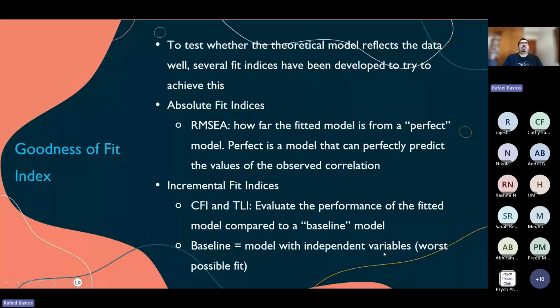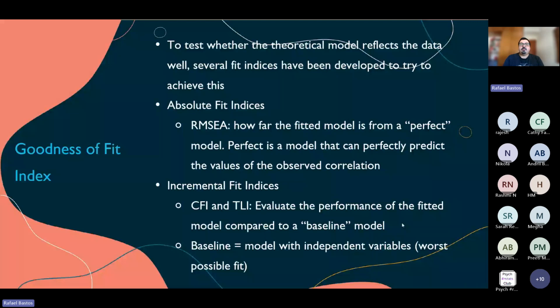So, okay, we know how to estimate the factor and how to specify the model, but how do we interpret this model? So we have some goodness of fit indices to test whether the theoretical model reflects the data well. Several fit indices have been developed to try to achieve this, so we can see if the data and the model are going hand in hand.